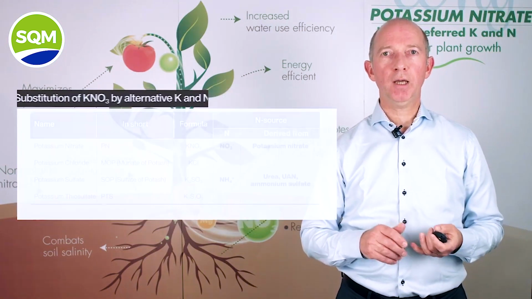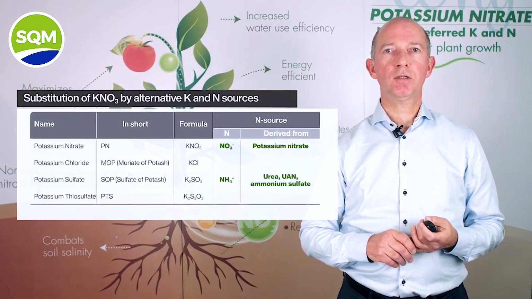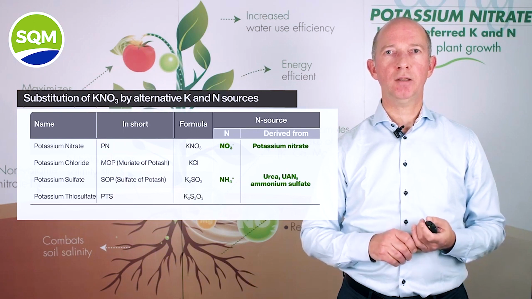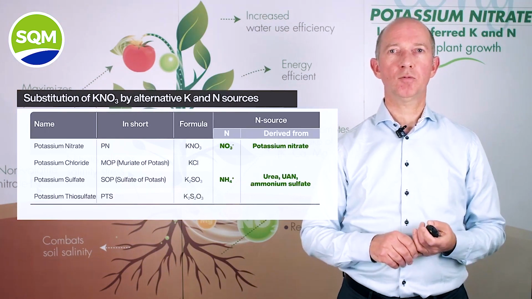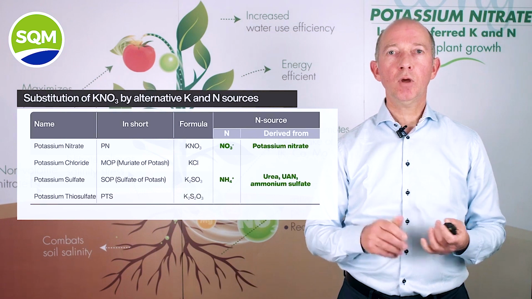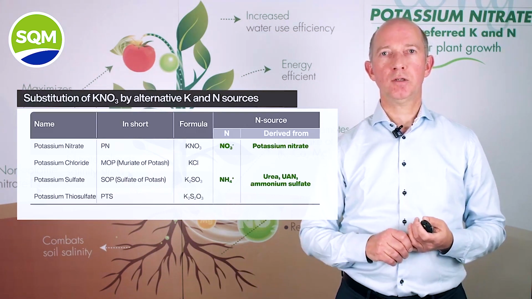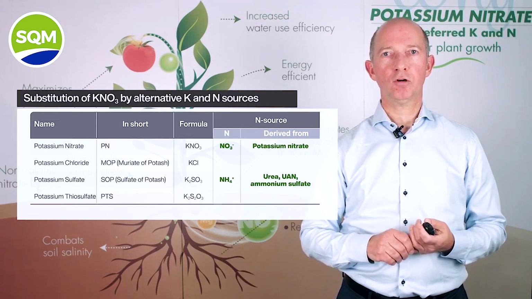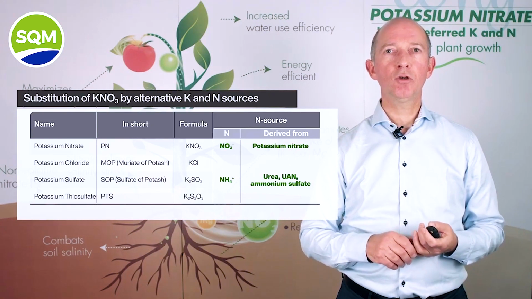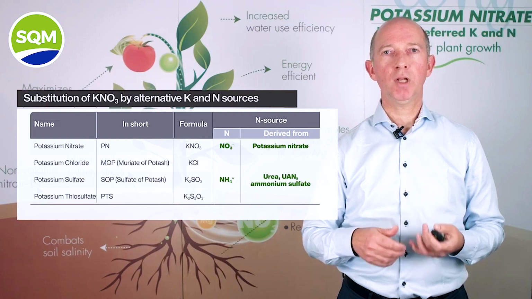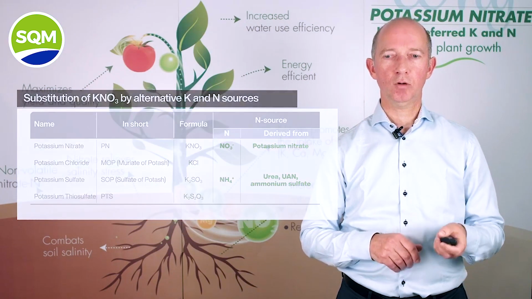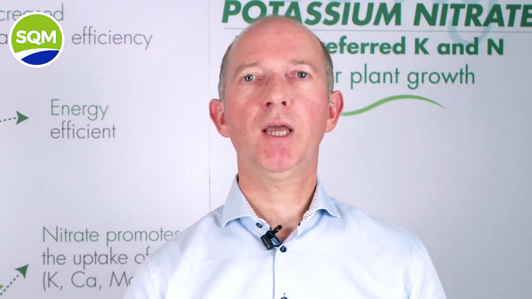Furthermore, when it comes to nitrogen, in the case of potassium nitrate, it's the nitrate nitrogen. But when we use potassium sulfate or thiosulfate, we also have to complement, for the proper comparison, an alternative nitrogen source. And many times this is urea or an ammonium nitrogen based fertilizer like ammonium sulfate. So as the first step, we will make the comparison between potassium nitrate and potassium chloride.